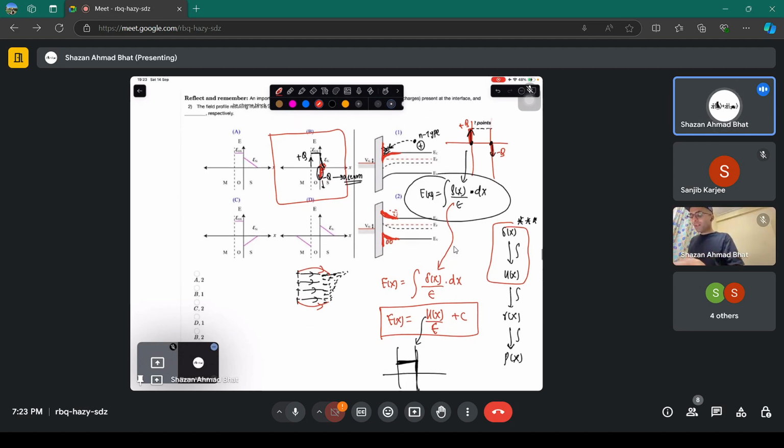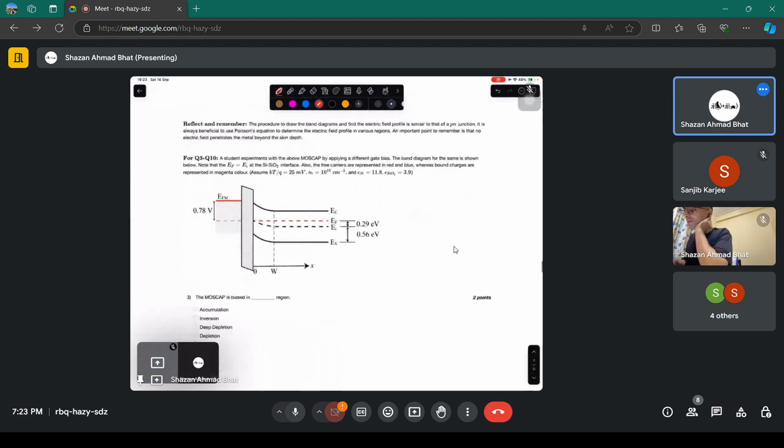All right, now moving on to another question. This is saying that the procedure for drawing the band diagrams is similar to that of a PN junction. So you might have basically seen this in whatever we did in the PN junctions. That is a similar concept used in drawing the band diagrams in MOS systems.